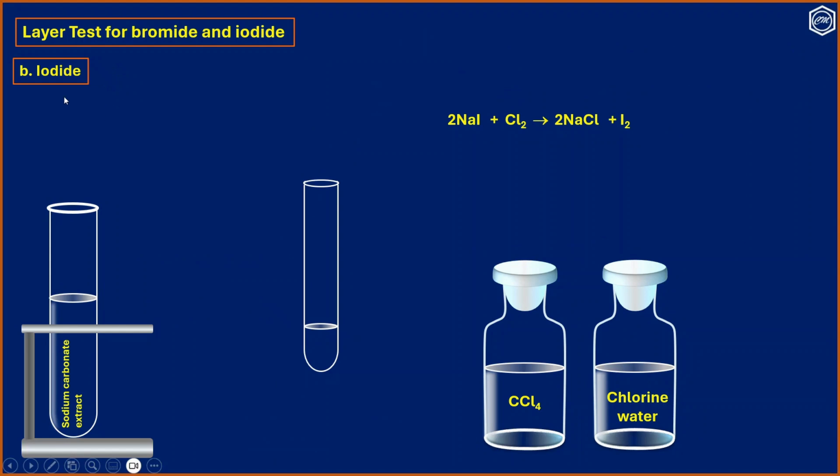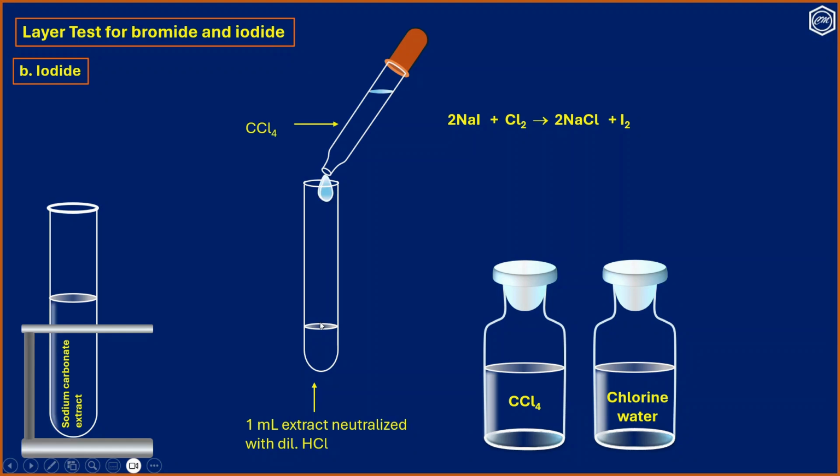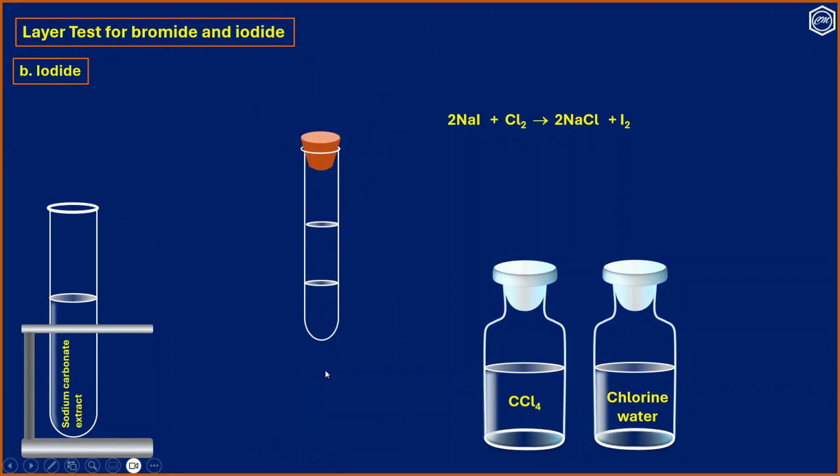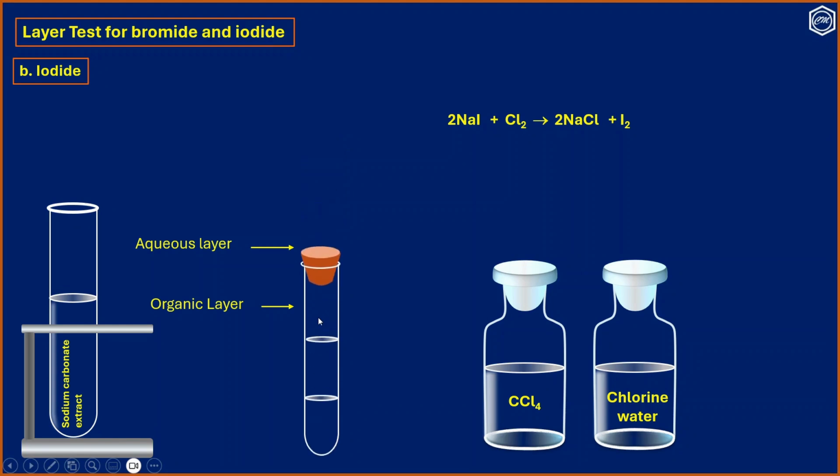So let us see how iodide responds to this test. As before, we take about 1 ml of the extract which is neutralized with dilute hydrochloric acid. And to that we are adding about 1 ml CCl4, and it will form 2 separate layers, followed by chlorine water. And we close the test tube using a cork and shake it vigorously. So 2 layers are formed here. The upper layer is the aqueous layer and the bottom layer is the CCl4 layer, the organic layer.